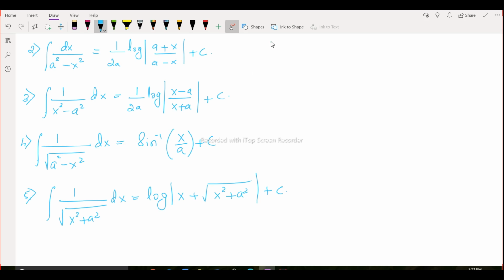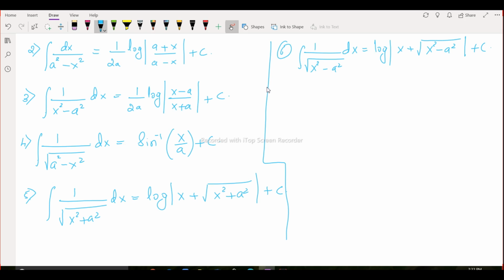The sixth one, so let's write it here. Sixth one, integration of 1 upon root of x square minus a square dx is equal to log of x plus root of x square minus a square plus c. And the last one, integration of 1 upon x root of x square minus a square dx is equal to 1 by a sec inverse x by a plus c.